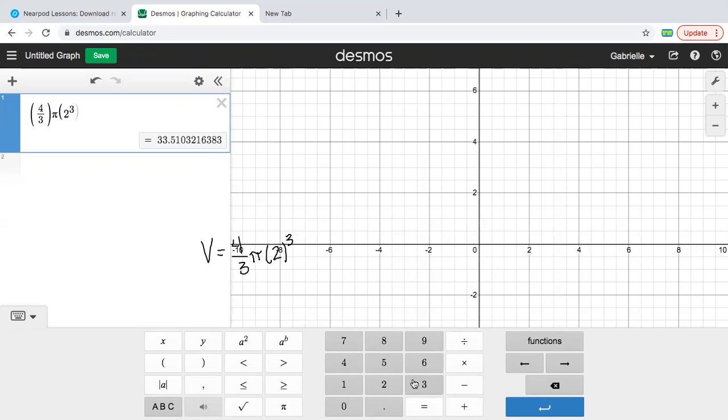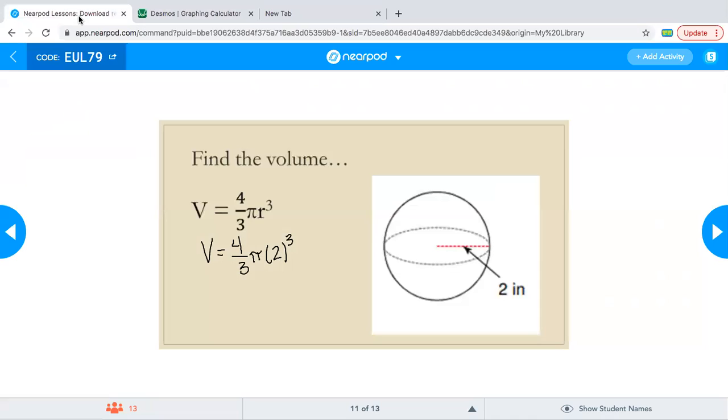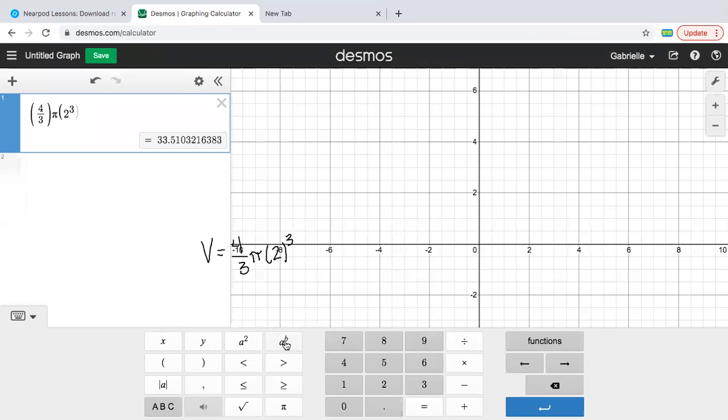If you didn't get that, just let me know. I'm here to help. Hey, Farah. 33.5. How do you cube it again? So you press the a to the power of b button. Let me go back. I put the 2, and then I press a to the power of b, and then you should notice it brings up the little cursor to make an exponent, and you press 3. So there's your cubed.